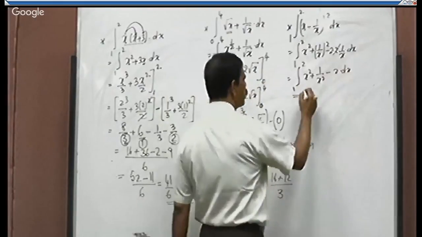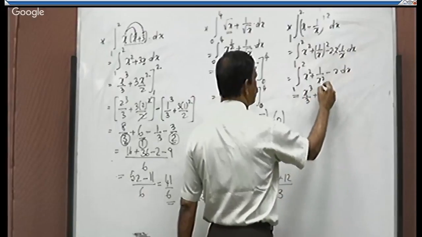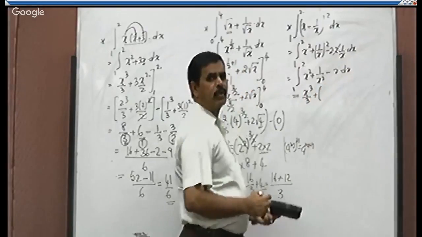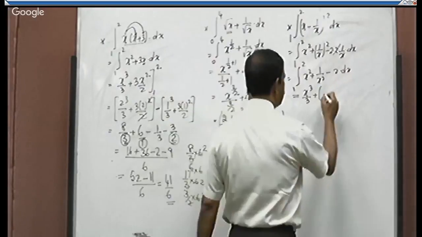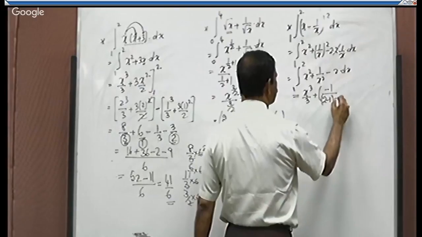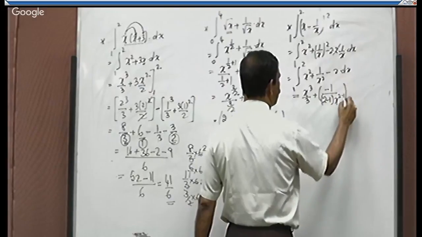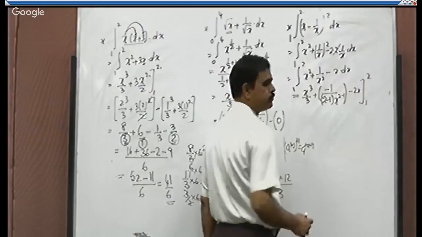Integration of x square is what? x cube divided by 3. What is integration of 1 by x square? It is of the 1 by x to the power of n form, right? Minus 1 by 2 minus 1 into x to the power of 2 minus 1, minus 2x, from 1 to 2.